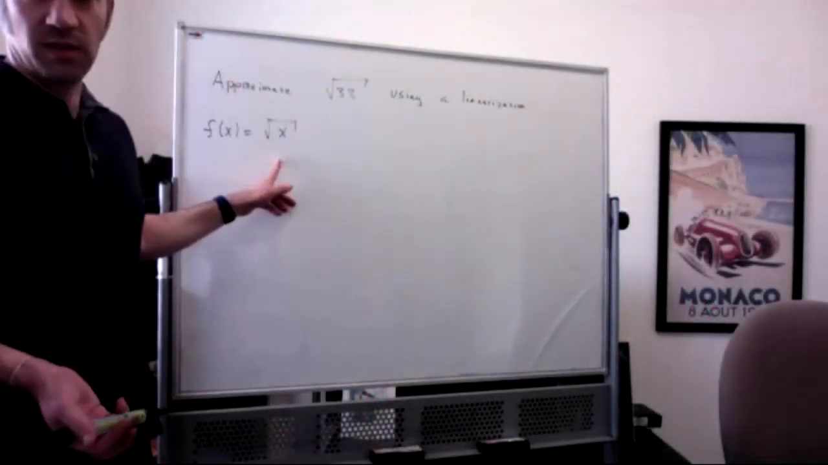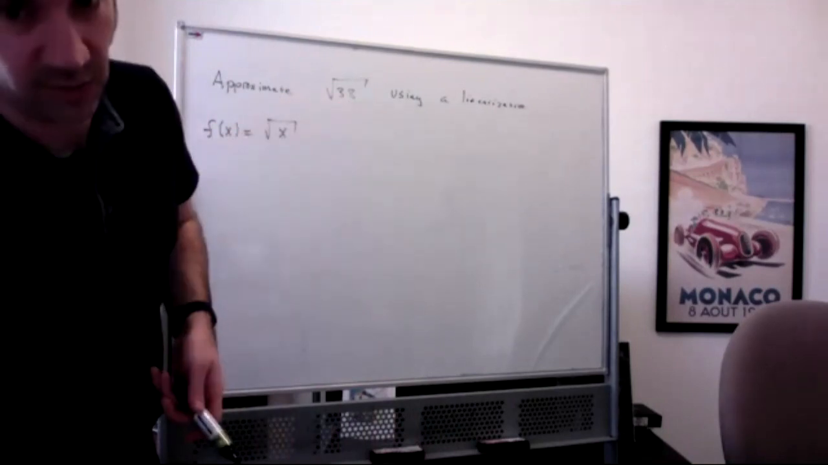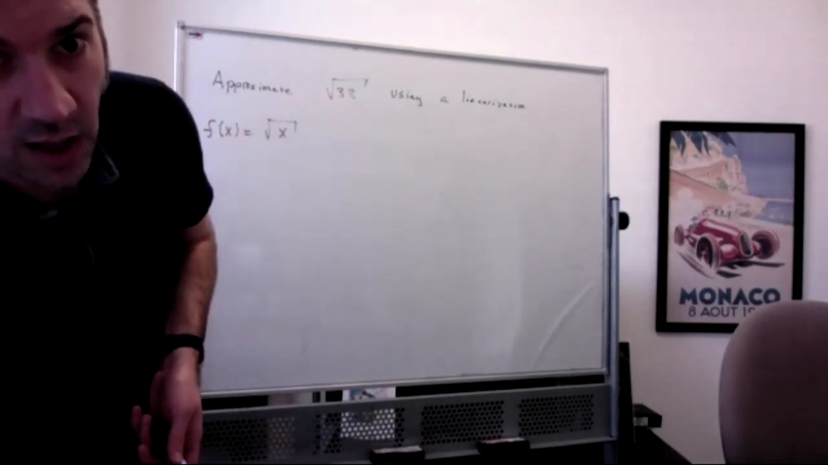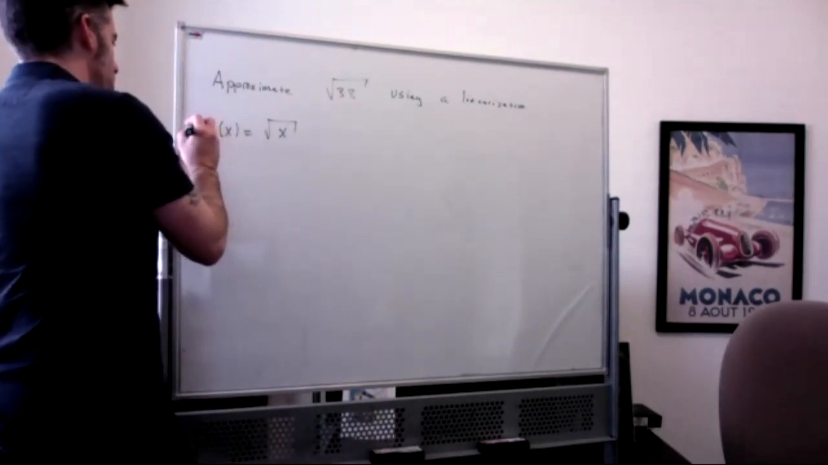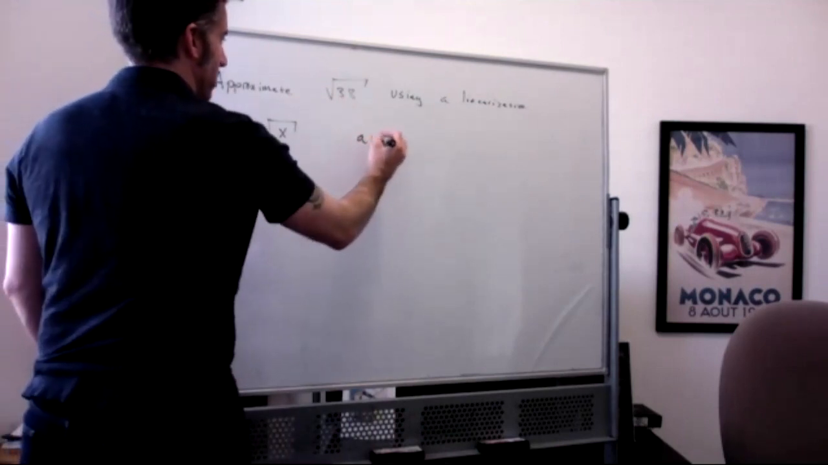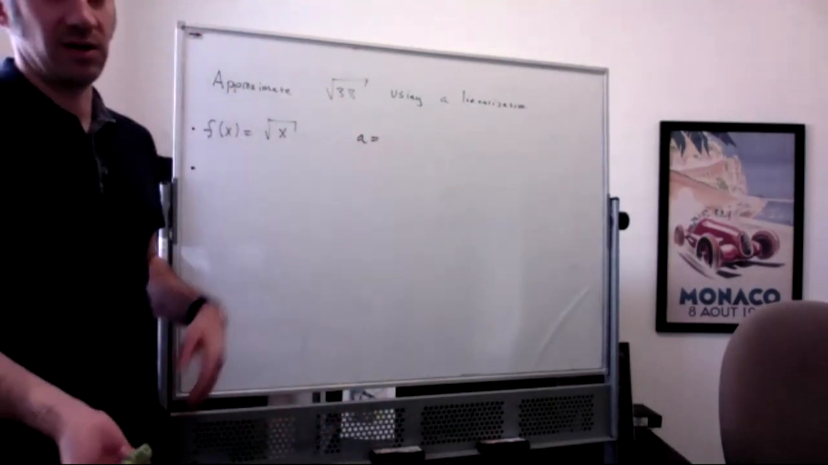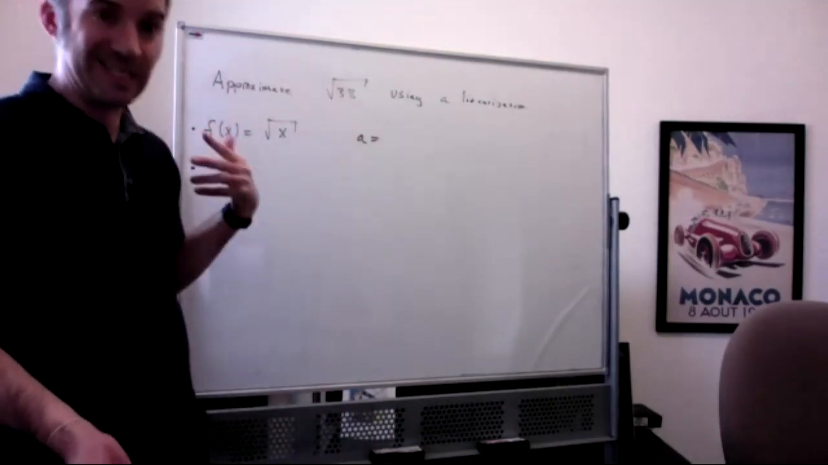So our function is going to be the square root of x, or whatever the thing is without the number here, right? We're just kind of replacing the number with x. And then our a value is going to be the value that is close to the number that we're trying to approximate this function at, that is easy to evaluate.